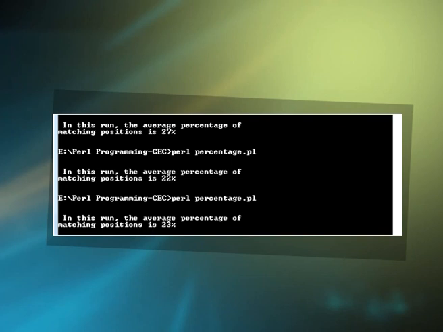Some of the possible outputs are given in the figure. Here you can notice that in each execution the matching position percentage is different.